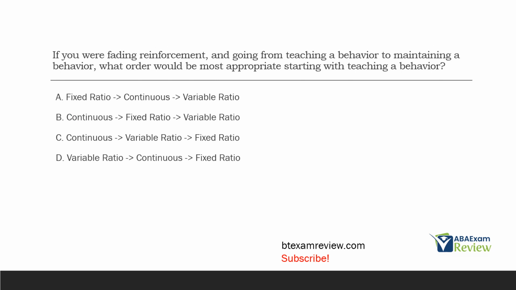If you are fading reinforcement and going from teaching a behavior to maintaining a behavior, what order would be most appropriate, starting with teaching a behavior? So let's think about this. We are fading reinforcement, and what does that mean? It means we are reducing the amount of reinforcement given or increasing the response requirement. And we are moving from teaching to maintaining. So we're starting by strengthening or teaching a new behavior, all the way to the behavior being more or less learned, and now we want to maintain that behavior. So what order is going to be most appropriate?